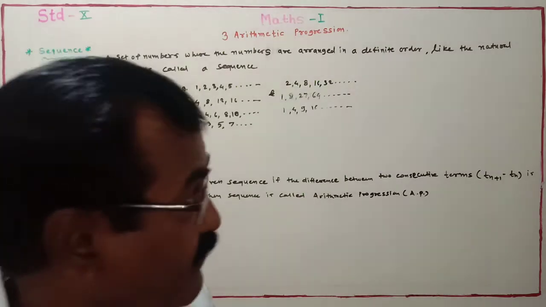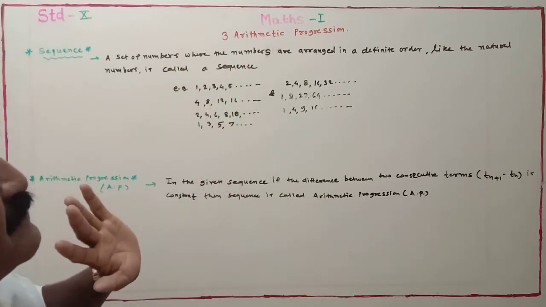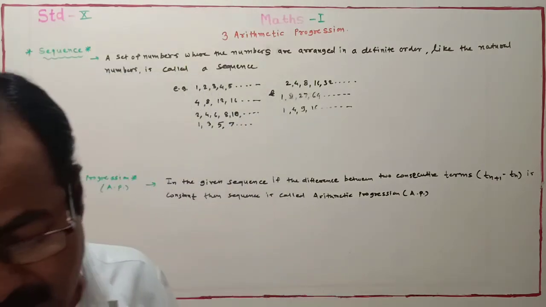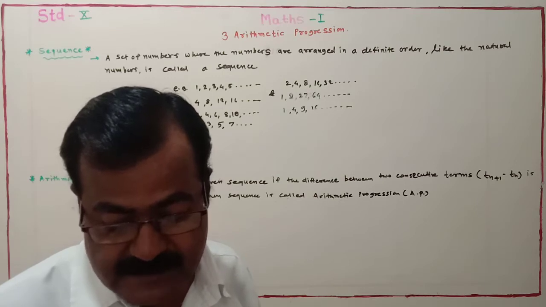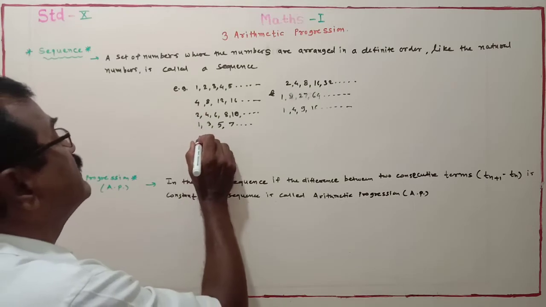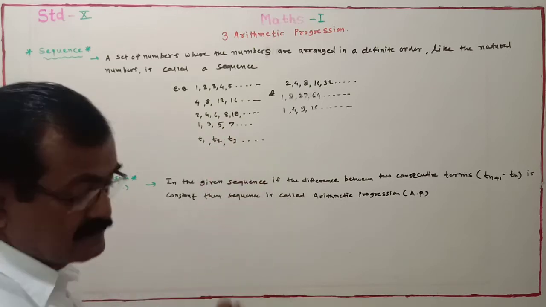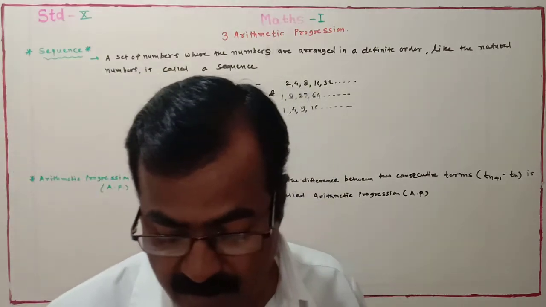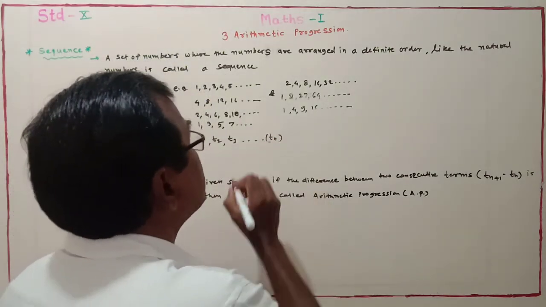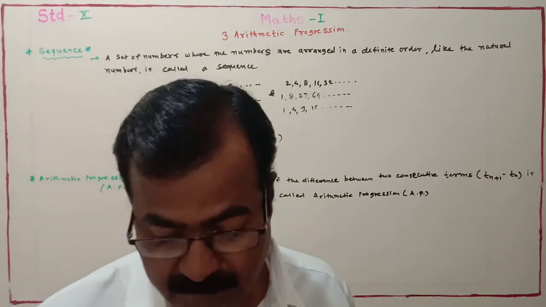In this pattern there is a serial order of the numbers. In a sequence we can write the terms like T1, T2, T3, etc. In general, the sequence is written as Tn.